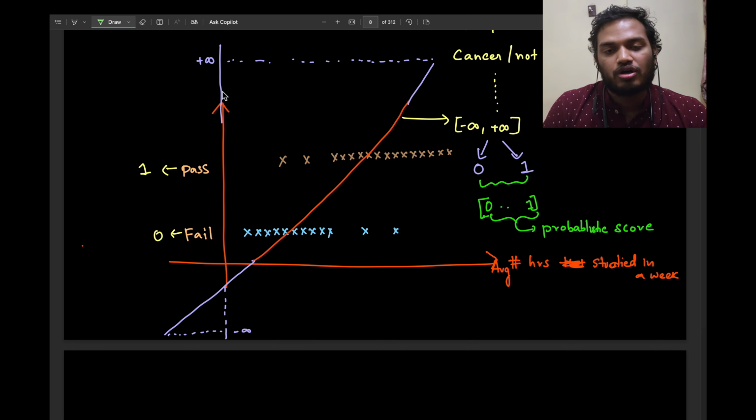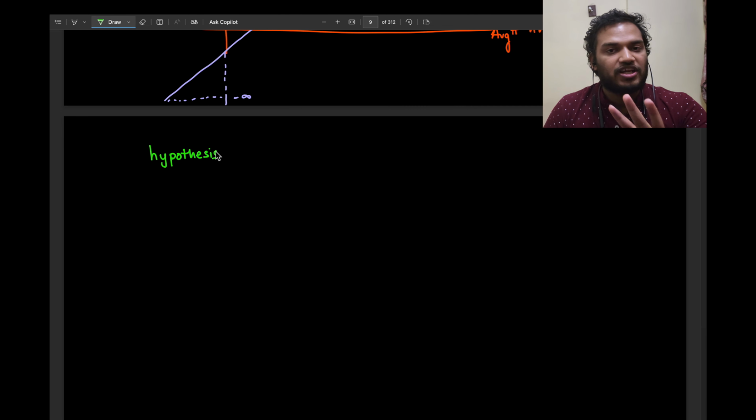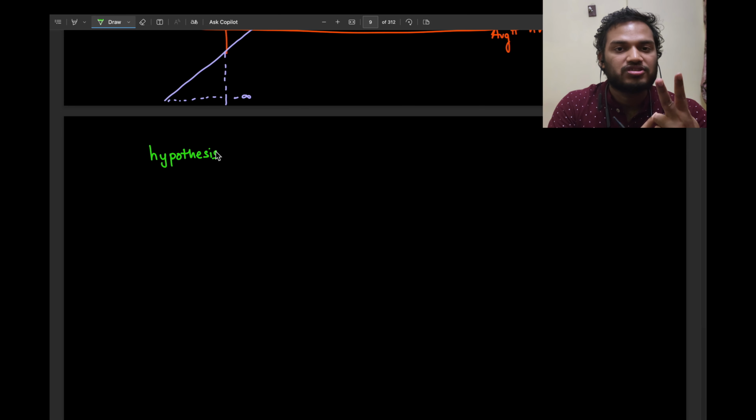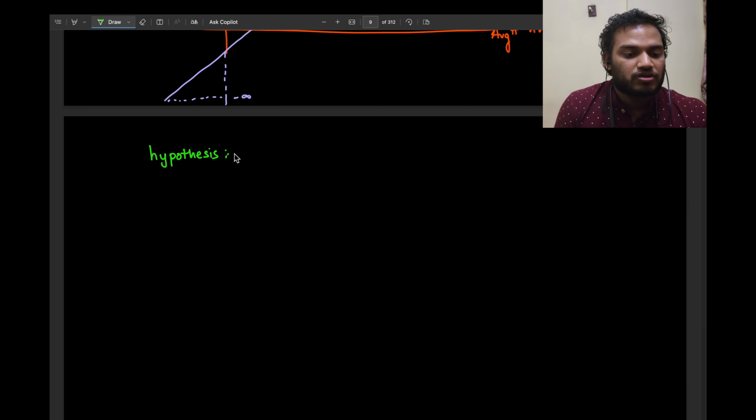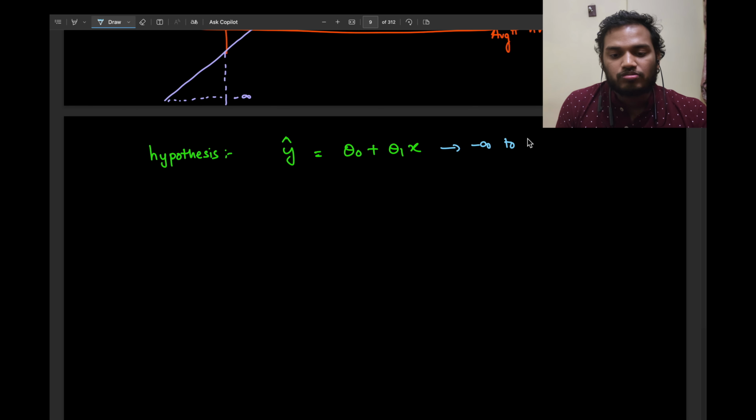Before going on to the function, let's try to see the hypothesis of linear regression. If you remember, in any of the algorithms, there are three main steps. The first step is the hypothesis, the second step is the loss function, and the third step is the optimizer. The first step is the equation of a straight line, that is y cap equal to theta naught plus theta 1x. And what is the range of this? The range is minus infinite to plus infinite.